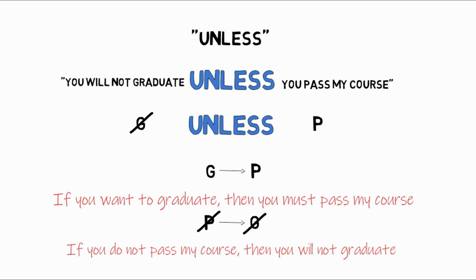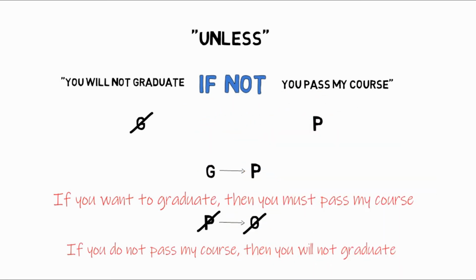Although, if you want another way to understand this, you can simply translate unless as if not, because in every case that would capture this contrapositive of the expression that I'm giving you. So, you will not graduate unless you pass my course. Just change the unless to if not. If it is not the case that you pass my course. So in other words, if you do not pass my course, then you will not graduate. And that's equivalent to this second expression here at the bottom.